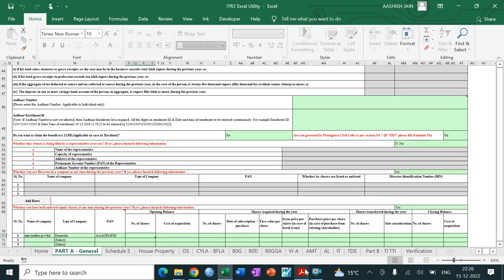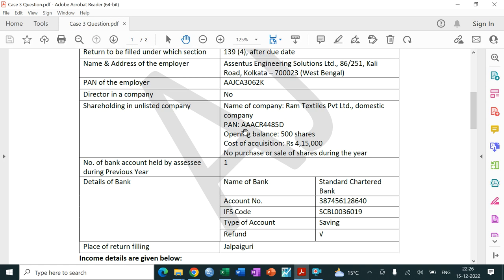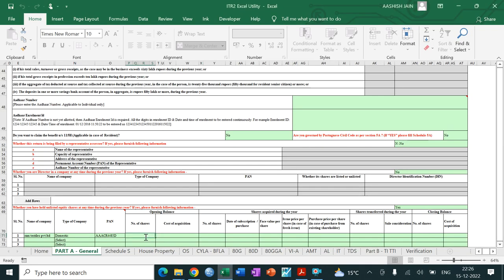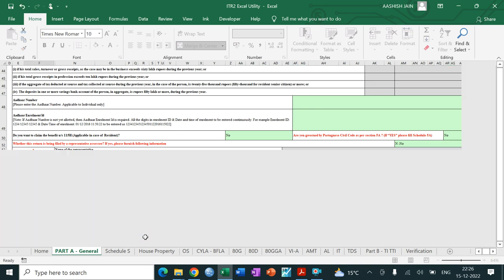Number of shares in the opening balance. See, in this case we have been given the opening balance, that is 500 shares, right? Cost of acquisition by SSC, that is 4,50,000, and there was no purchase or sale during the relevant previous year. So that means the opening value and the closing value would be the same. Opening number of shares, 500 shares, cost of acquisition, 4,15,000. And there were no additional shares or purchases during the relevant previous year. No, no, and this would be the same, 500. The amount would be the same, right? That's it.